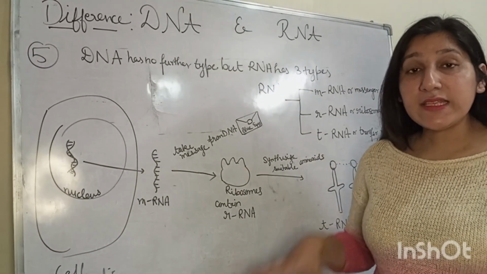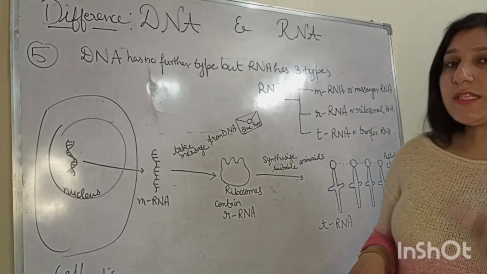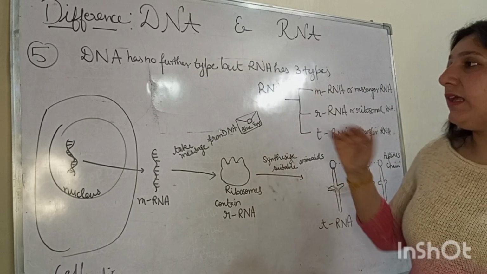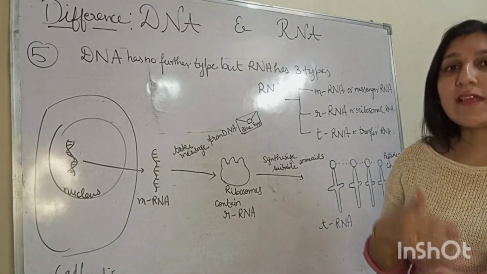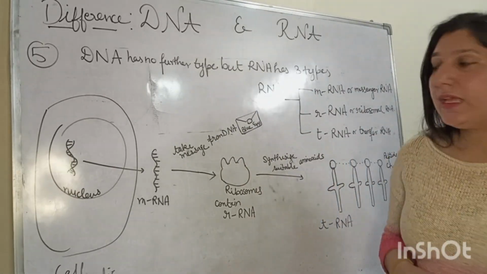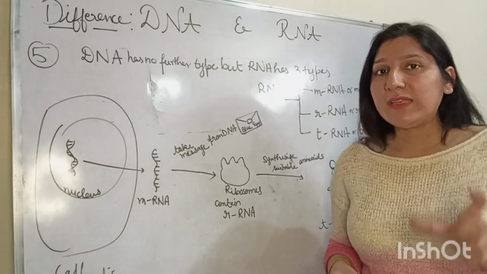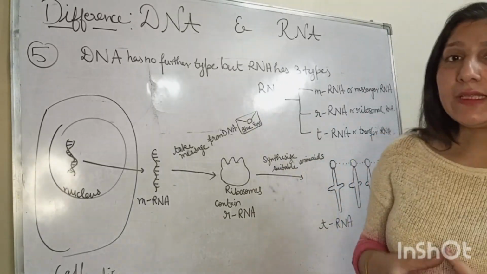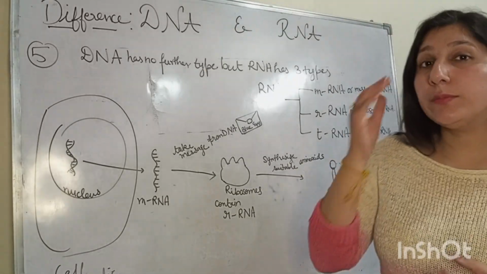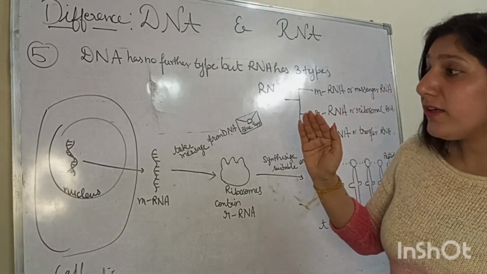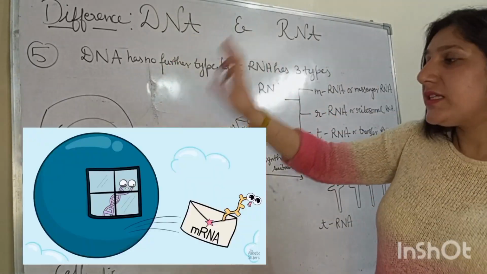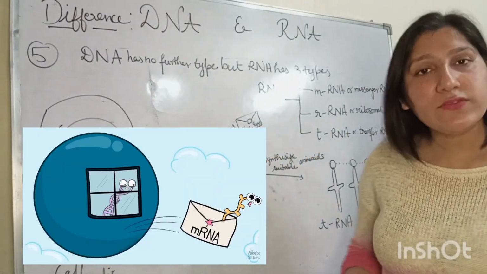Now students, in this section, I will tell you a little bit about how the DNA and RNA work together to synthesize a particular protein. I'm going to take the example of blue colored eyes. Let's assume that the newly born baby has to have blue colored eyes. That information, as I told you, is stored in the DNA. But the DNA is present inside the nucleus of the cell.